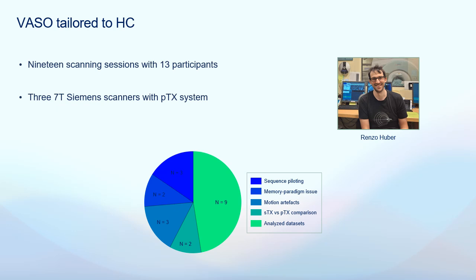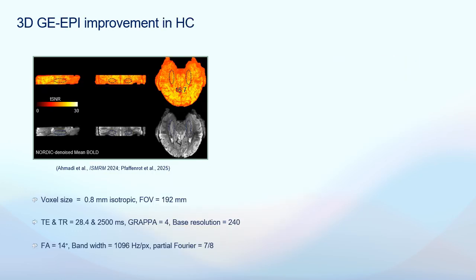We set out to develop a VASO protocol tailored to hippocampus by scanning 13 participants over 19 sessions using 3 7T Siemens scanners with pTx system based on the scanner availability. We further disconnected third-order shim to reduce gradient resonance artifacts. And if you are interested to learn more about this topic, check the abstract 0287.